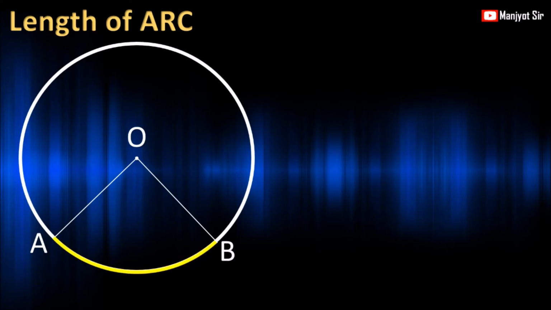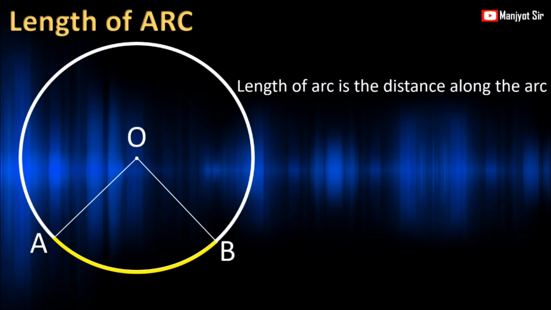So what is basically the length of an arc? The length of an arc is nothing but the distance of the arc. See, if you remove this yellow part from this circle and hammer it and make it straight, then the length or the distance of that yellow part is nothing but the length of the arc. Now we'll study how to calculate the length of this arc.